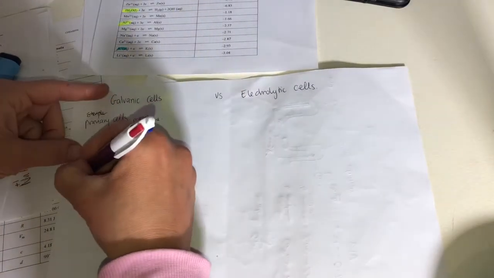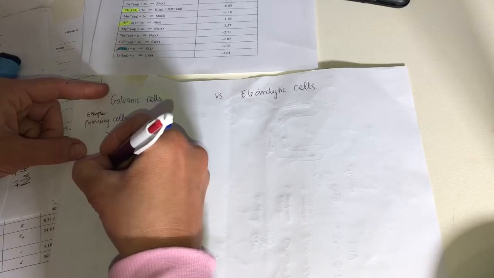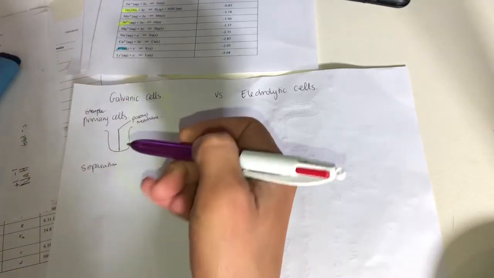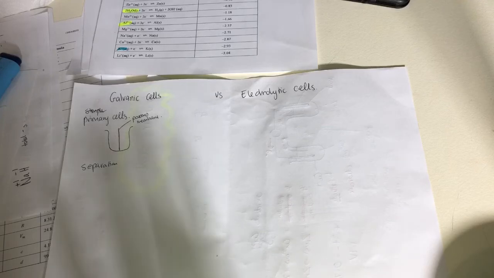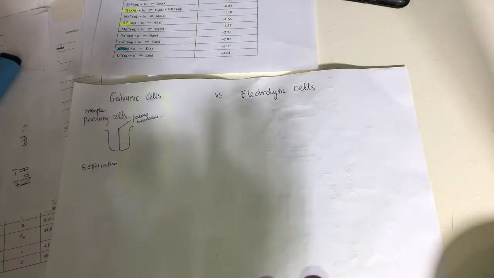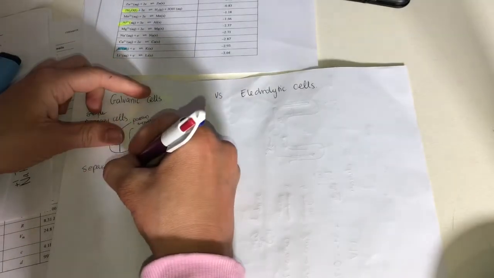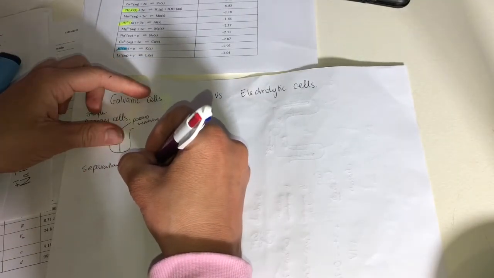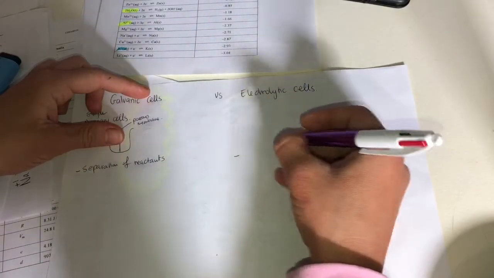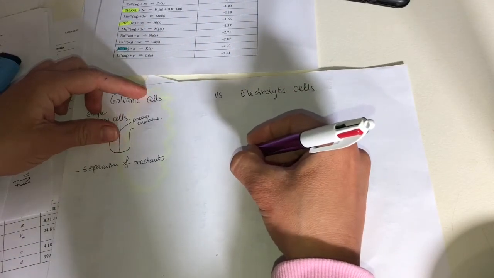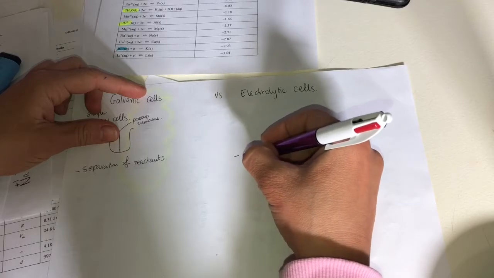So galvanic cells, you have separation. Sometimes it's not even physical separation with a membrane. You'll just have one of the reactants in a paste so that you can't have that free-flowing movement. So separation of reactants, whereas in electrolytic cells you don't have separation.